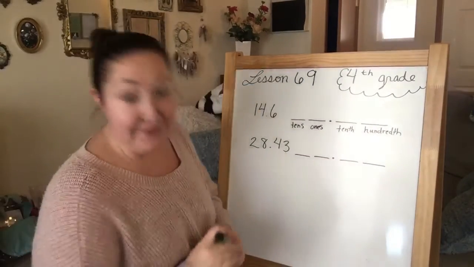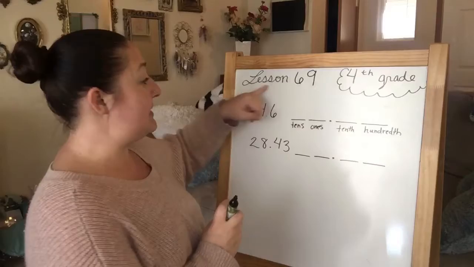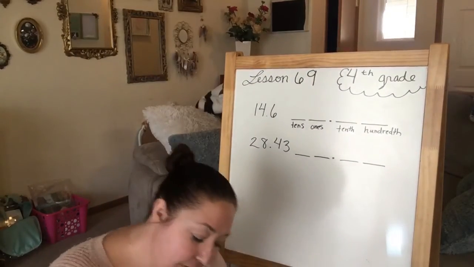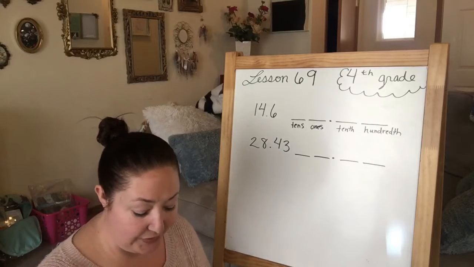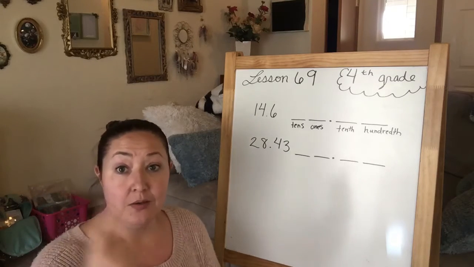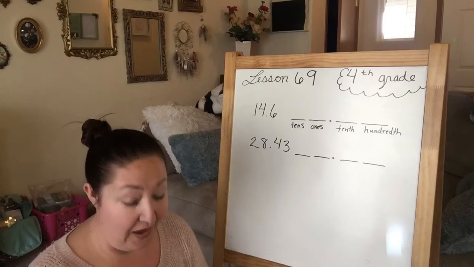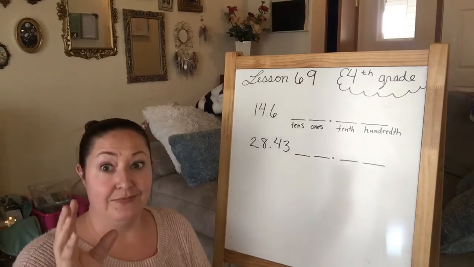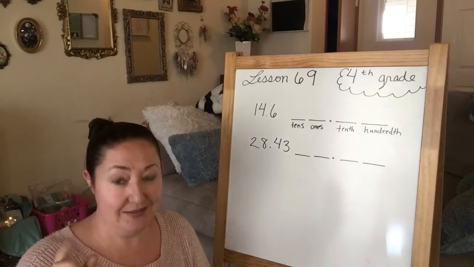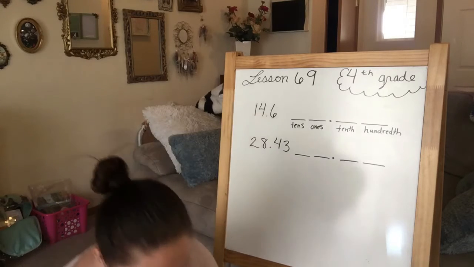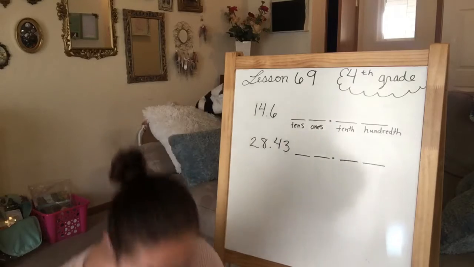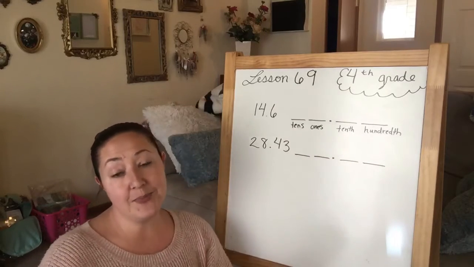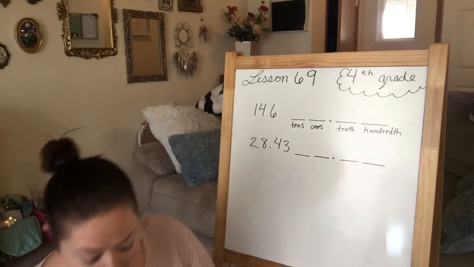Hello. Good afternoon. This is lesson 69 for 4th grade, and it is about fractions of a second, comparing and ordering decimal numbers. A fraction of a second is smaller than a second. It's like the time it takes to blink your eyes, about a tenth of a second. We're going to learn how to write, compare, and order them from greatest to smallest or smallest to greatest in this lesson.